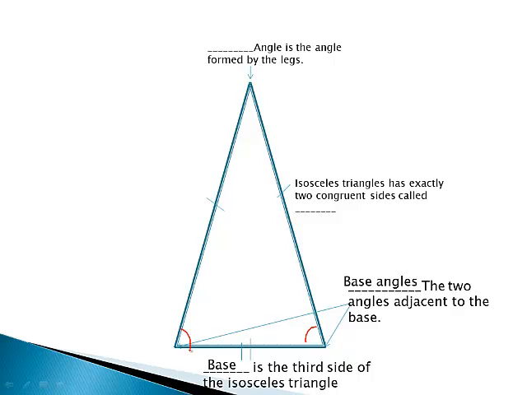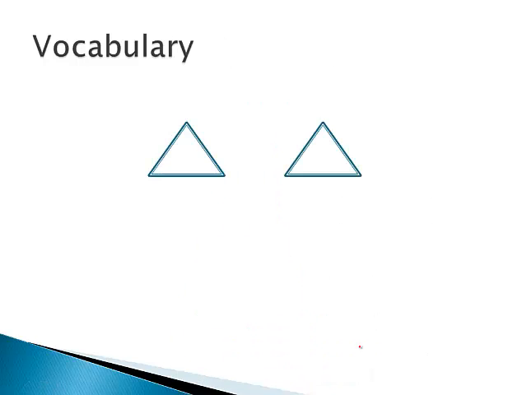An isosceles triangle has exactly two congruent sides, and we call those sides legs. And the vertex, we're going to call the angle that is created when the two legs come together, the two congruent parts of the isosceles triangle. So that's called your vertex. You have your base angles, and you have your legs.